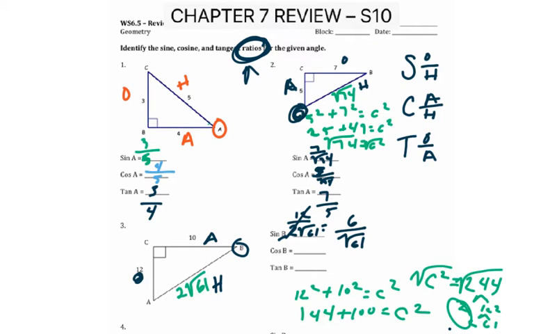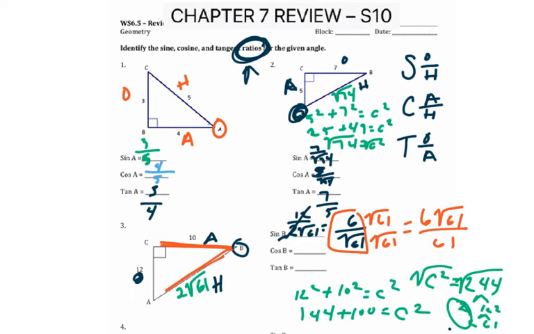If your teacher does not want a square root on the bottom, then you just give it to the top and the bottom. So that leaves you with 6 root 61 over 61. This here is technically the answer, but if they want square roots not to be on the bottom, then we have to move it to the top. So do the same thing with cosine. Cosine is adjacent, which is the number right next door, over hypotenuse. And then tangent is opposite over adjacent.